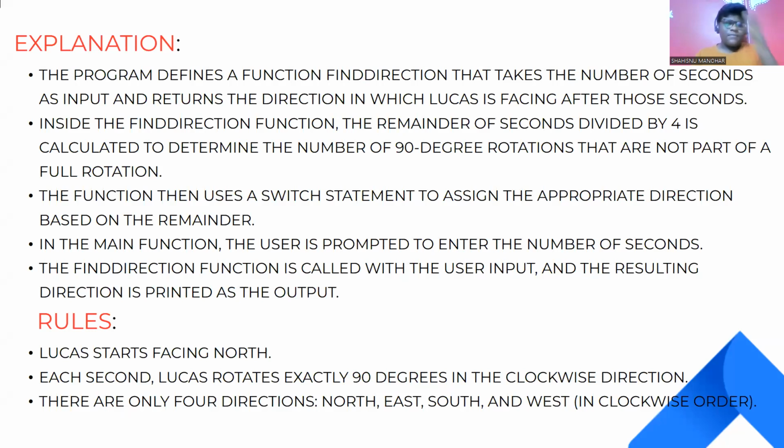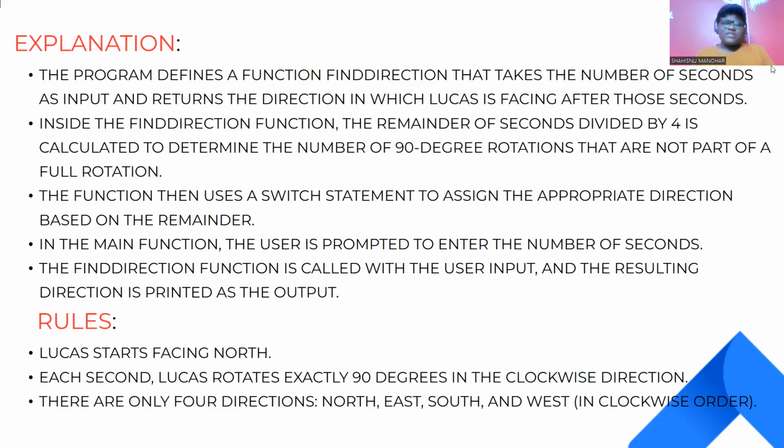Let me just explain the program. The program defines a function findDirection that takes the number of seconds as input and returns the direction in which Lucas is facing after those seconds. Inside the findDirection function, the remainder of seconds divided by 4 is calculated to determine the number of 90-degree rotations that are not part of a full rotation. The function then uses a switch statement to assign the appropriate direction based on the remainder. In the main function, the user is prompted to enter the number of seconds. The findDirection function is called with the user input, and the resulting direction is printed as the output.